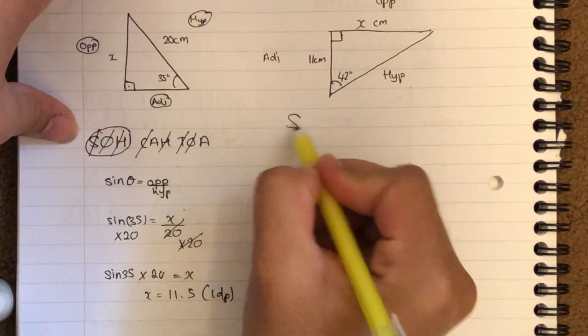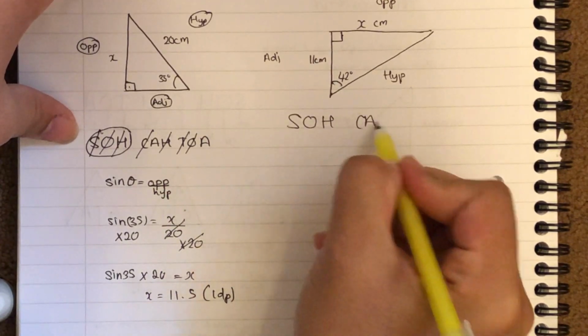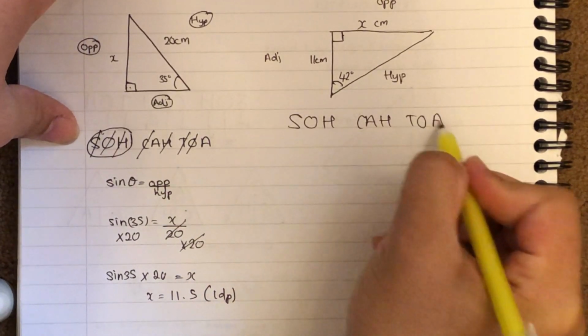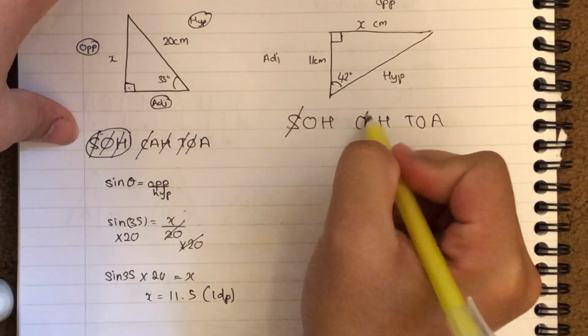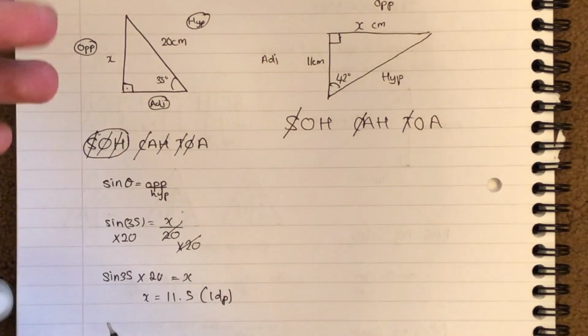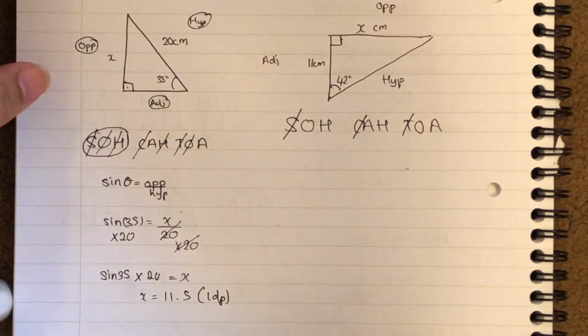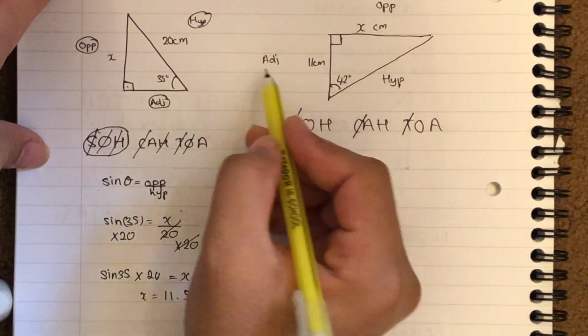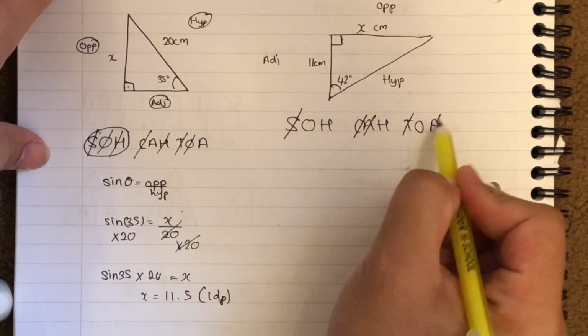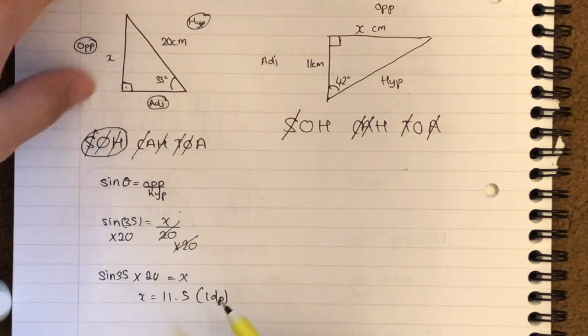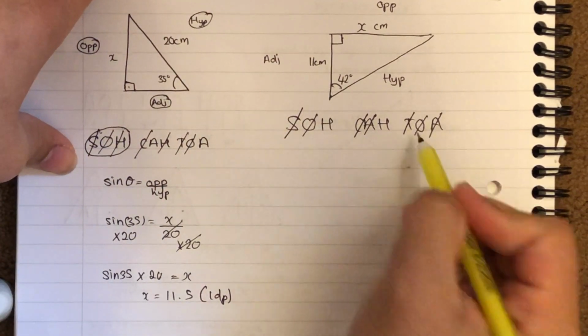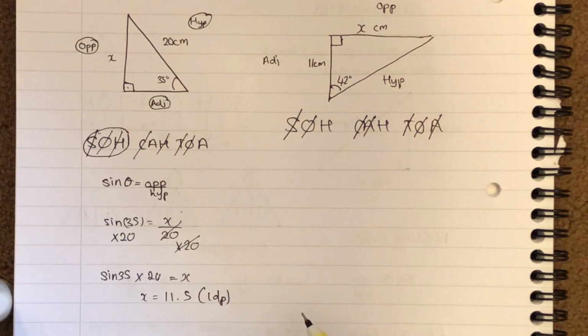Now I'm going to write down SOH CAH TOA. I've been given my angle, so I cross off the S, C and T. S, C and T are always crossed out in trig. I've been given my adjacent. I'm going to cross off the A's. And I need to work out my opposite, so I'm going to cross off the O's. O and O. Okay? Now, which one's fully crossed out?